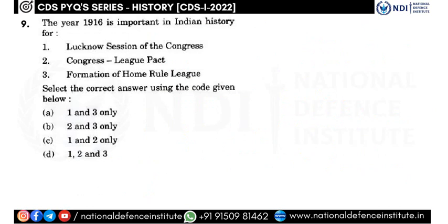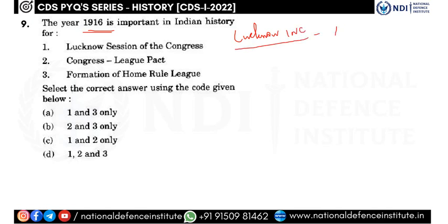Next, the year 1916 is important in Indian history. Why is it important? You can see in 1916 a lot of things happened. The partition of Bengal was cancelled in 1916. Bal Gangadhar Tilak came back from Mandalay after being imprisoned there for sedition. What else happened in 1916? The Lucknow session of Congress happened.